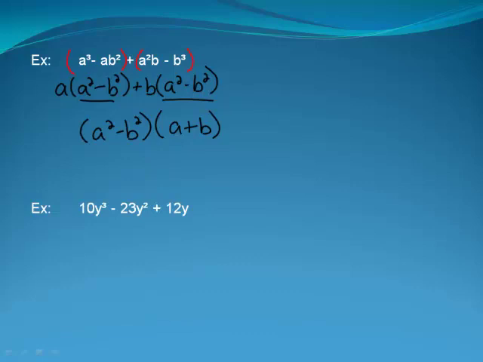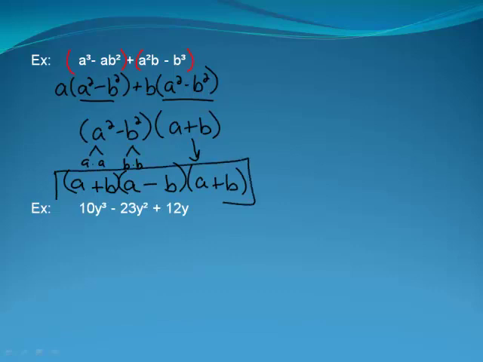However, notice in that first group, a squared minus b squared, that is the difference of 2 squares. A squared is a times a, b squared is b times b, and it's separated by subtraction. So that first group will factor even further. The a's go in the first position, the b's go in the second position. One is addition, and one is subtraction. And then that third group tacks on a plus b to give us our final factored answer.